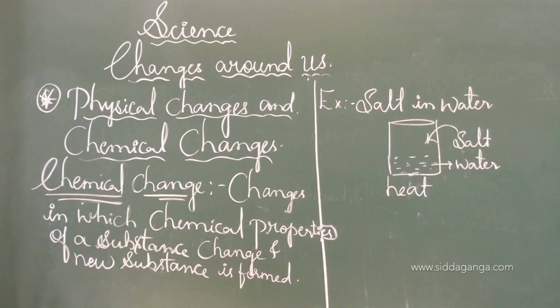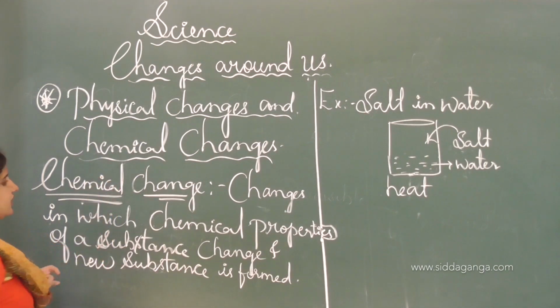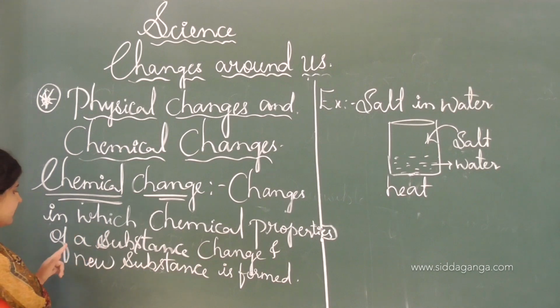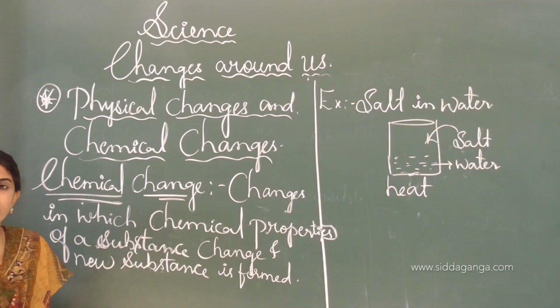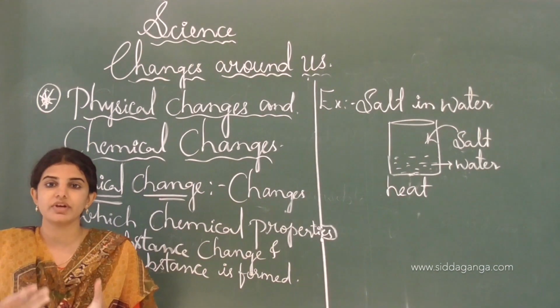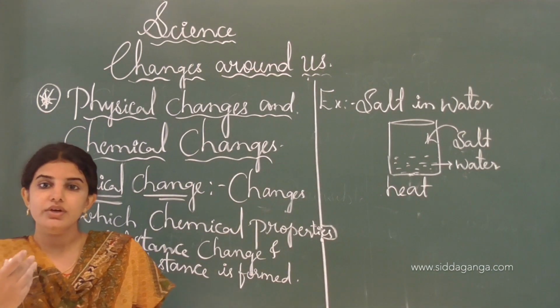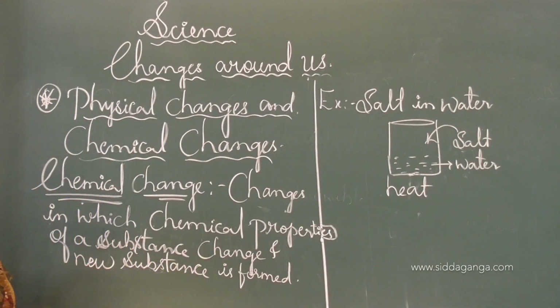This is the definition of a chemical change. Chemical changes are those changes in which chemical properties of a substance change and a new substance is formed. There is also one more definition: chemical changes are those changes where new properties with a new substance are obtained.